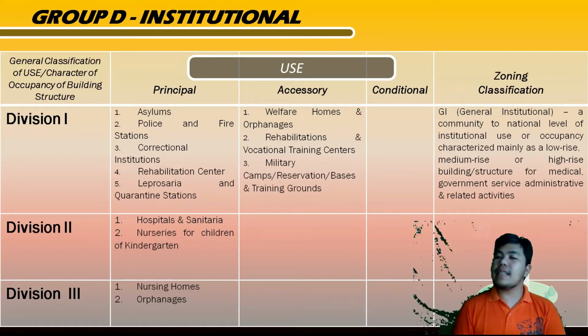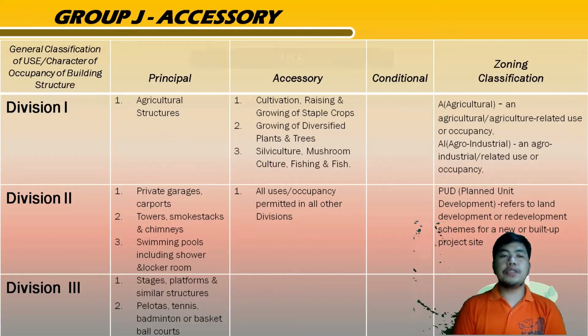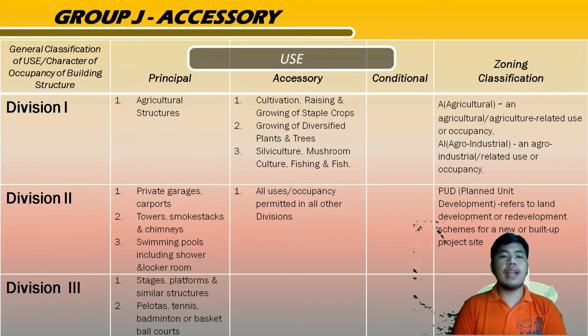For the zoning classification of Division 1, we have general institutional, a community to national level of institutional use or occupancy characterized mainly as low-rise, medium-rise, or high-rise building structures for medical, government service, administrative, and related activities. Penitentiary and correctional institutions are also included. And for Group J Accessory, in Division 1, the principal is agricultural structures.